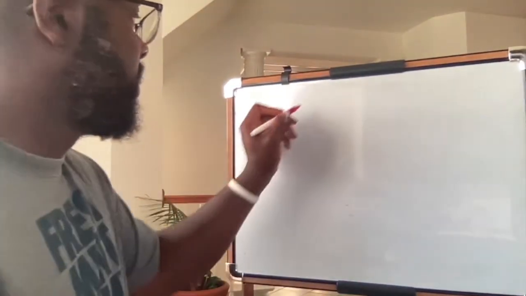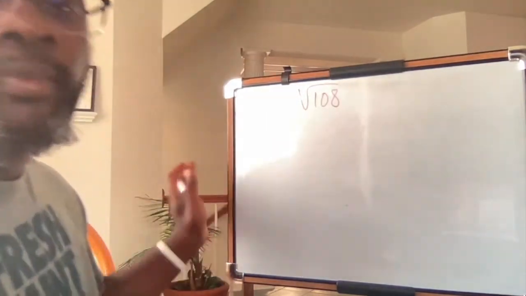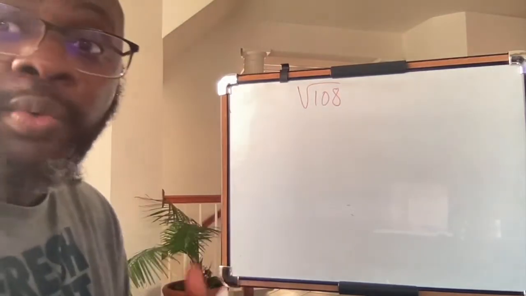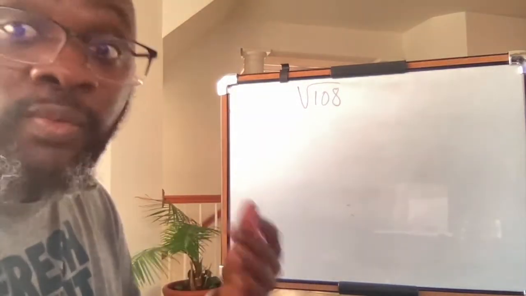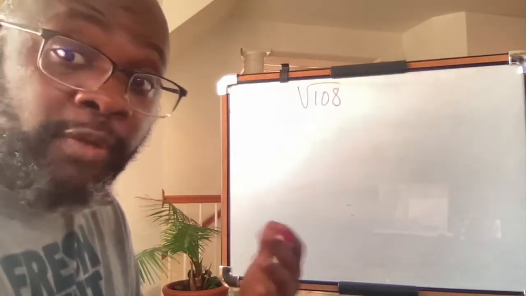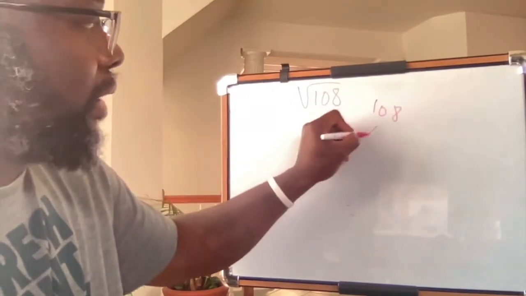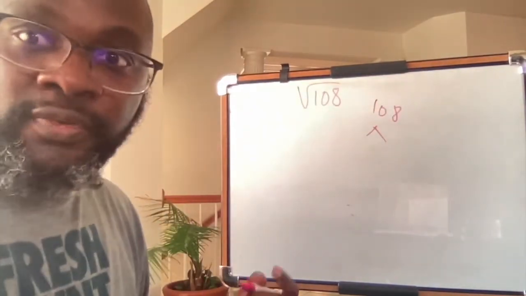Okay, now let's find another number that's a little more difficult. Let's find the square root of 108. Okay, so 108. So what do we do with 108? The first thing you want to do is break down 108 into simpler factors. My goal is to find a perfect square when I do this breakdown. So 108 can be written as what? Quick thing. Now, how do you find the factors of 108?